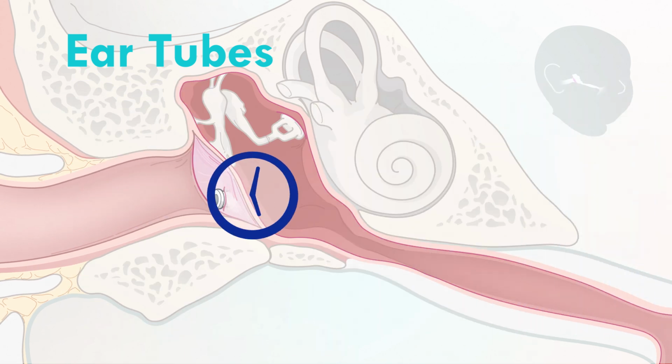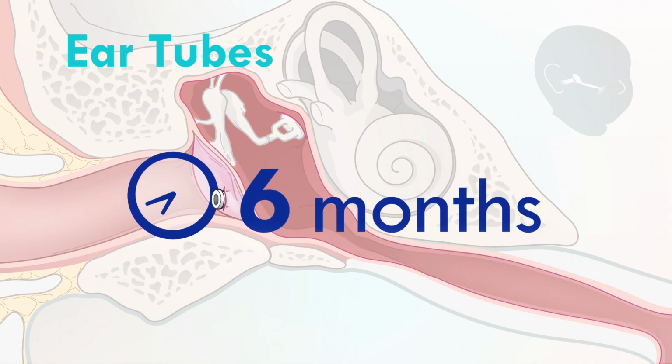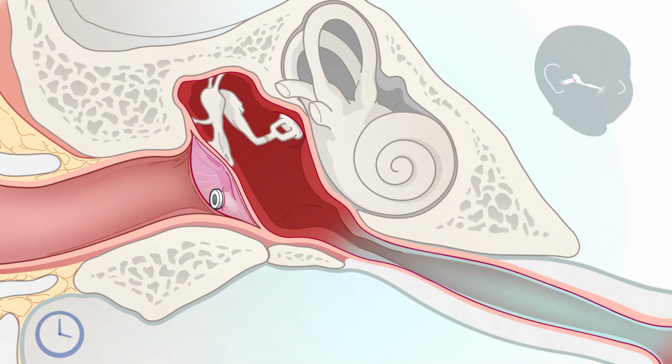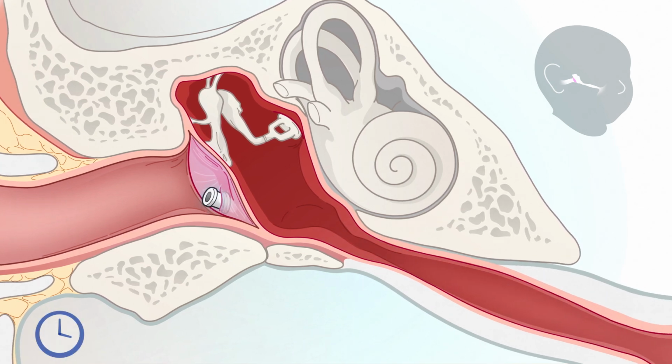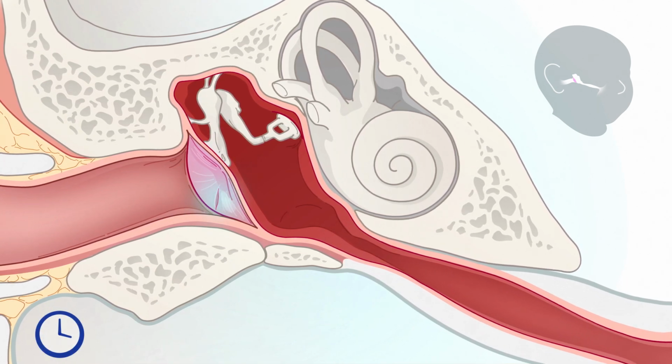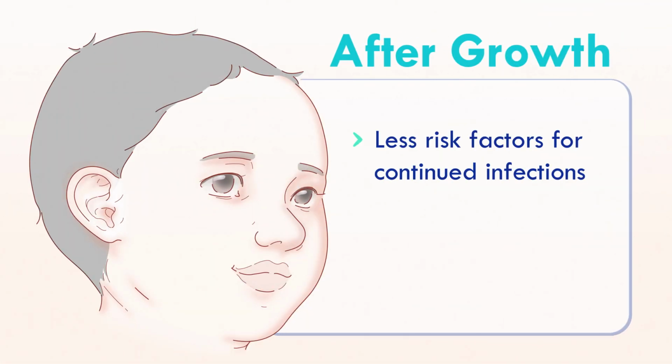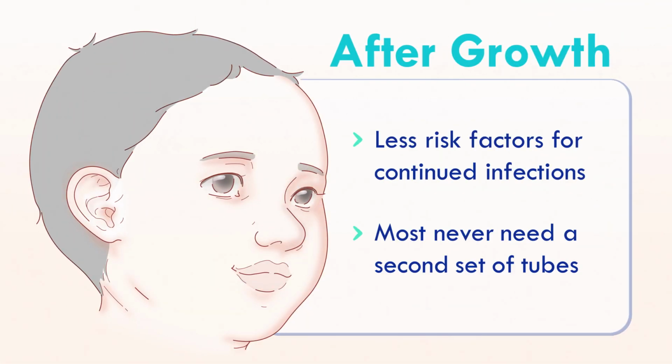Ear tubes are temporary and are designed to stay in the eardrum for about 6 months to 2 years. Over this time, your child will grow and their eustachian tubes will develop. When the ear tubes eventually fall out, the eardrum should heal on its own. Since time has passed, their risk factors for continued ear infections is less, and most children never need a second set of tubes.